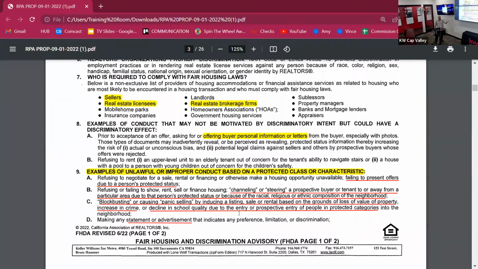Anyway, that would be steering. You're steering somebody towards a certain area, or steering somebody away from a certain area. Somebody says, well, I want to live over here, and you steer them to a completely different area where you think a person of that classification would want to live. Again, same thing, steering, it's a fair housing violation.